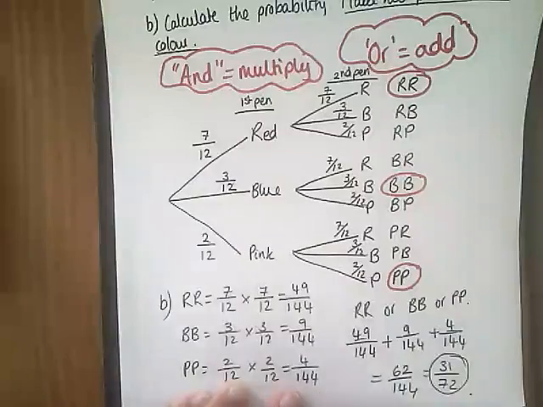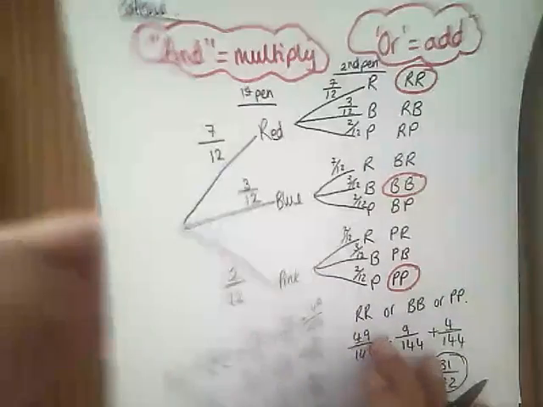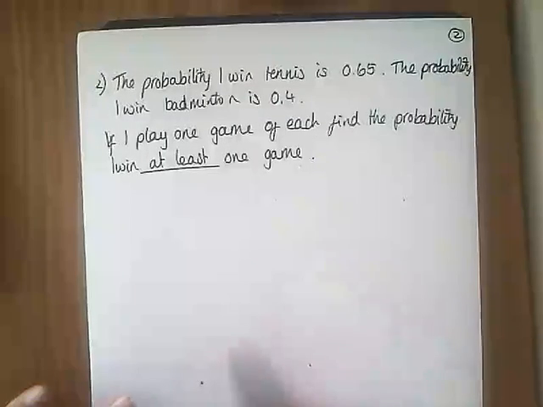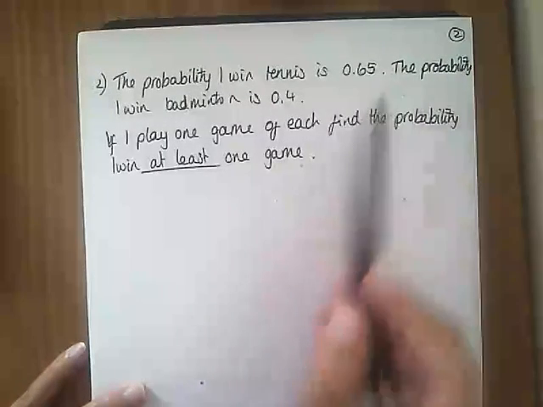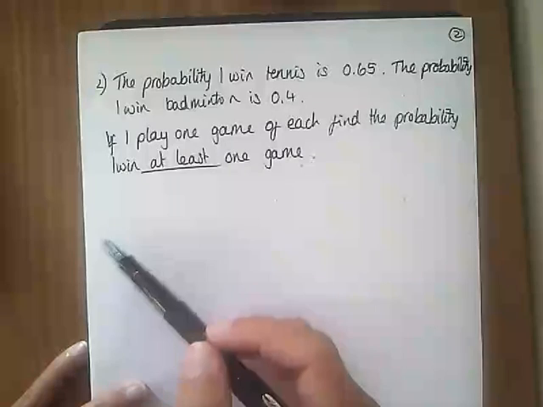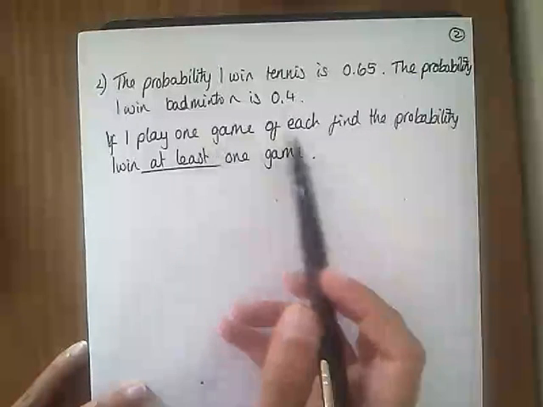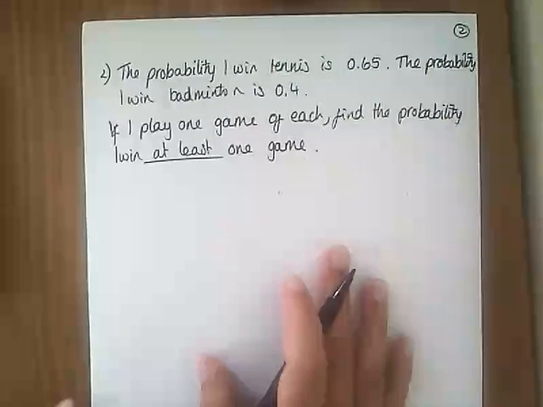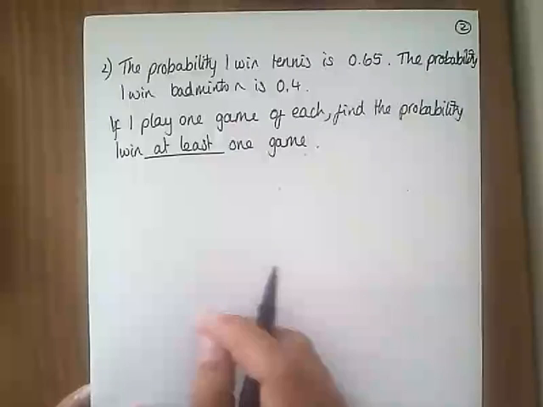Okay. I'm just going to look at one more example of a basic probability tree, and here it is. The probability I win tennis is 0.65. The probability I win badminton is 0.4. If I play one game of each, find the probability I win at least one game. So it hasn't asked us to draw a tree here, but we are going to draw a tree anyway.